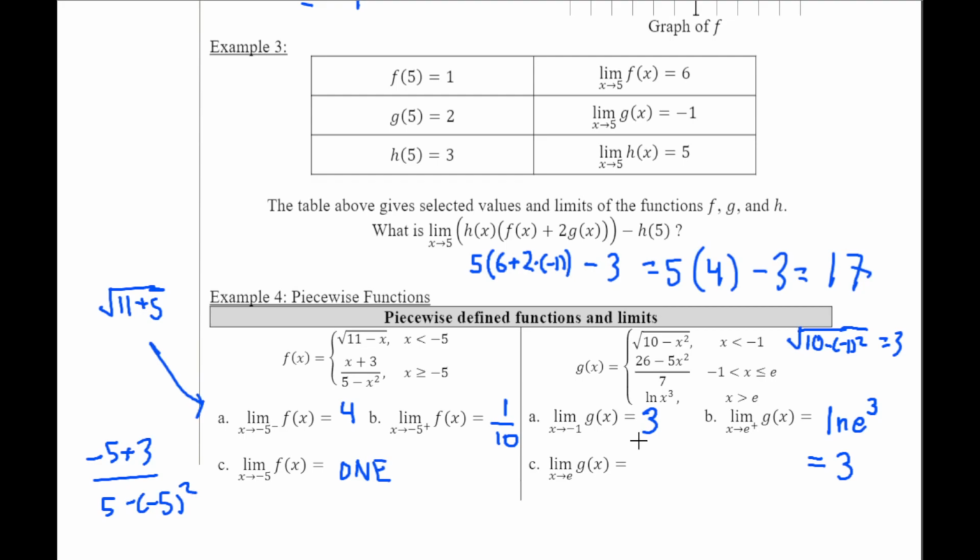Let's find our left-hand limit. So for our left-hand limit, if we plug e in here, that's 26 minus 5e squared all over 7. And that is not the same as 3. So the left-hand limit is not equal to the right-hand limit, so therefore the limit does not exist.